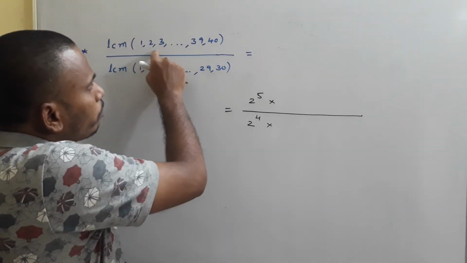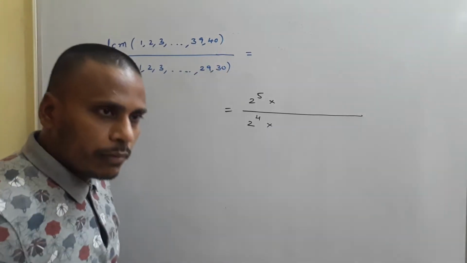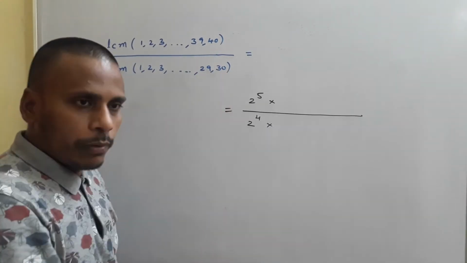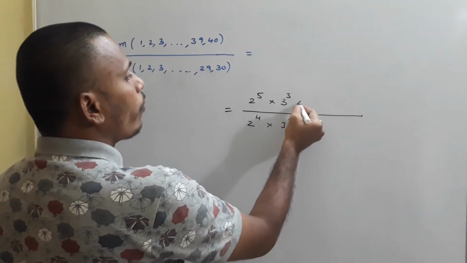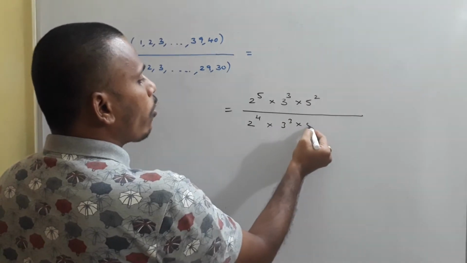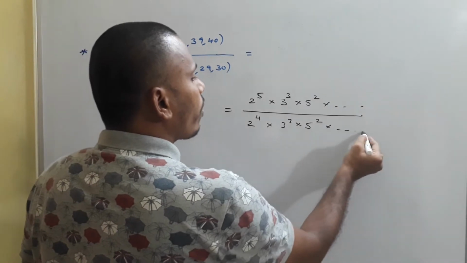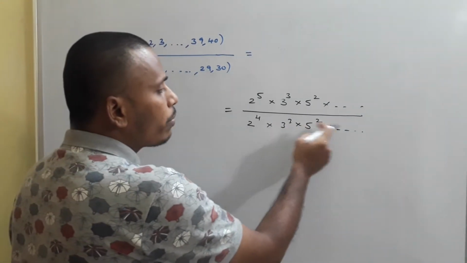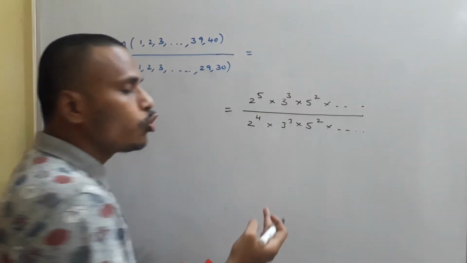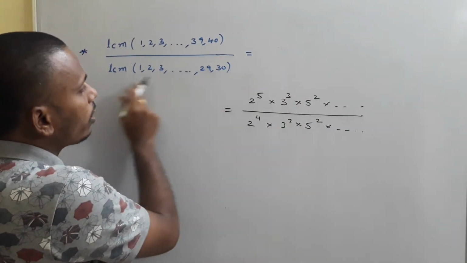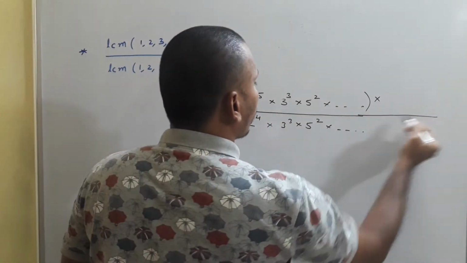3 power 3 is the maximum power involved in these numbers, and in the denominator also it is 3 power 3 only. So you need to write 3 power 3 and 3 power 3. Coming to 5, 5 square is the maximum power of 5 involved in both the numerator and denominator. Likewise, after 2, for every prime number below 30 we get the same power in both numerator and denominator. And the numerator contains prime numbers after 30 also.